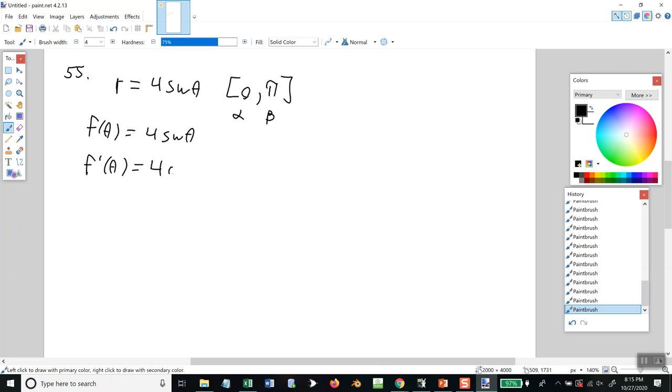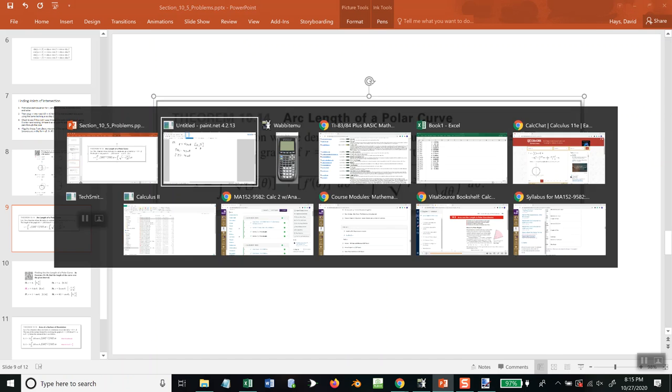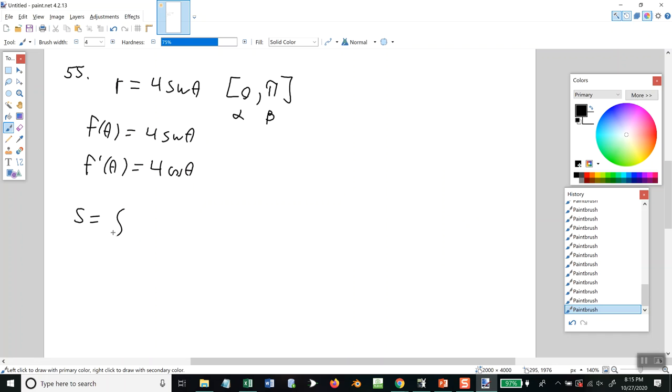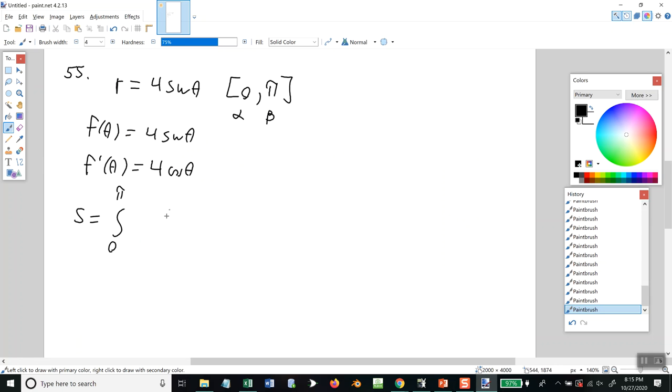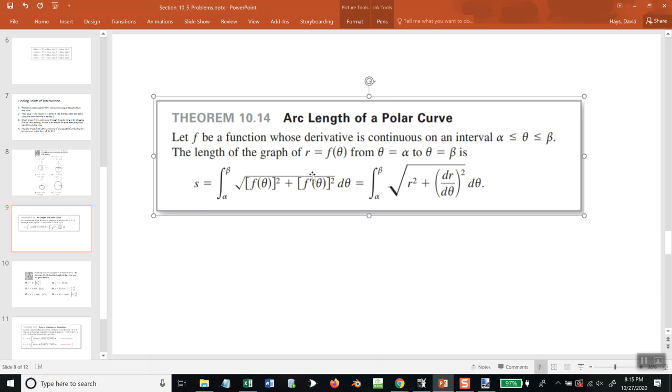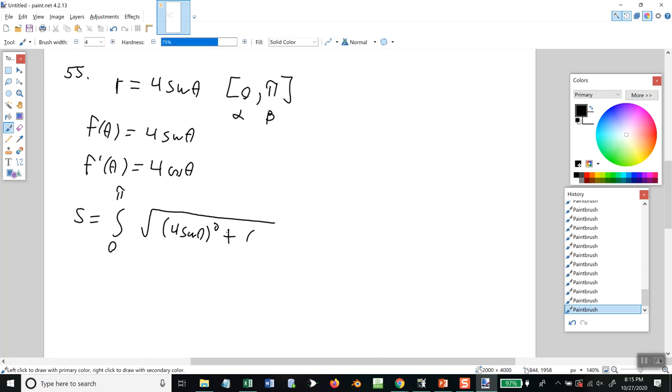Derivative of sine is cosine. And that's everything we need for our problem. So then, 0 to pi, that's your alpha to beta, square root of your function squared, so 4 sine theta squared, plus your derivative squared, so 4 cosine theta squared, d theta.